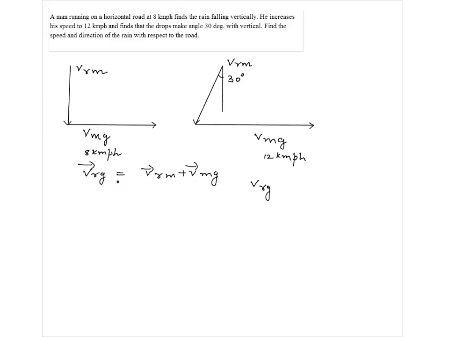That equation will be true for both conditions. There are two conditions, right? You can apply the same equation here also, the same equation here also. Here it's a 90-degree type of situation. One vector here, one vector here. Resultant of the two VRG will be somewhat like this.